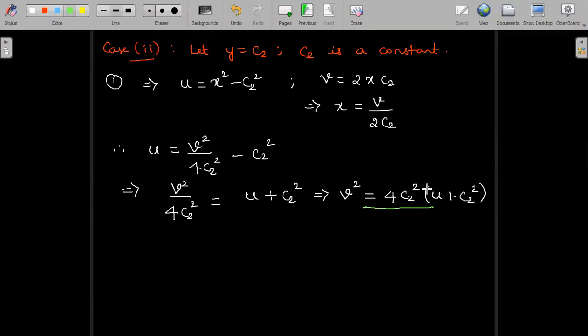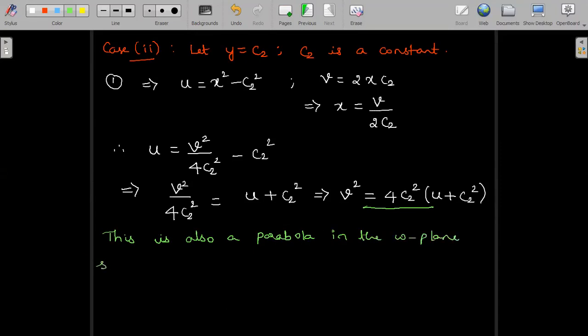That's all. So let us conclude the lines for this. We started with y is equal to c2, a straight line parallel to the x-axis in the z plane, and it is mapped onto a parabola in the w plane with vertex at minus c2 square comma 0 and focus at the origin. So same thing we are concluding now. This is also a parabola in the w plane.